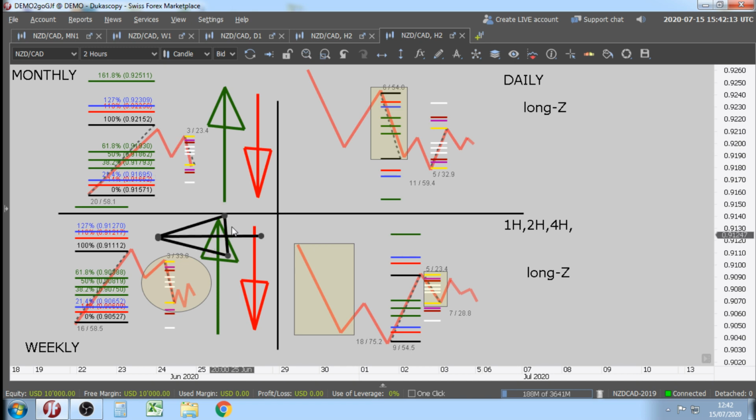But we have the monthly and the weekly. Yes. Because we don't have enough money to enter on the weekly chart, we are going to enter on the 1-hour, 2-hour, 4-hour chart. And therefore, our confirmation time frame is the daily. Agreed? Yes, sir. Okay.